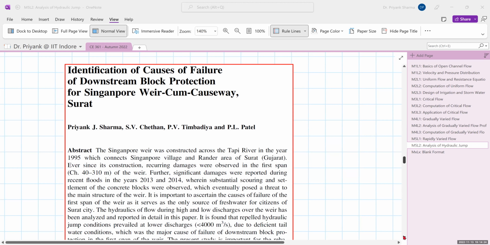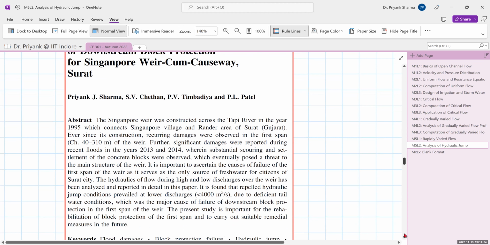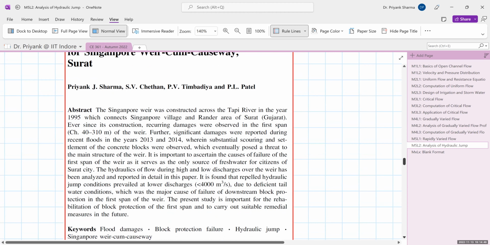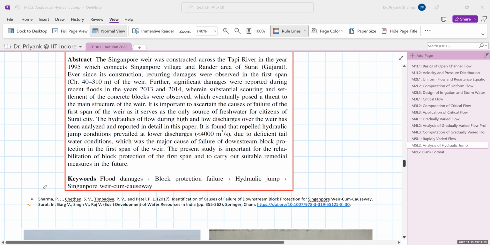The problem background is that it was constructed in the year 1995, but in the years 2013 and 14, the weir, which comprises three portions, showed significant damages in the downstream portion and got damaged. So the study is based on identifying the causes of what led to its damage, and some remedial measures were also proposed. If you want more details, you can refer to this publication.